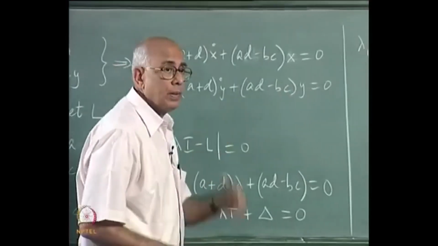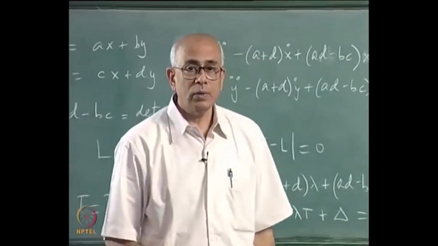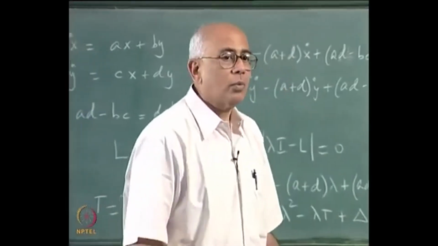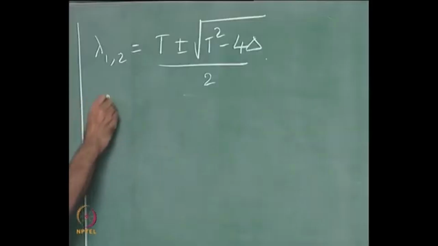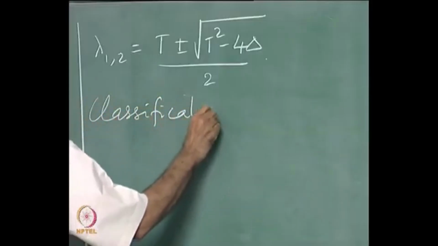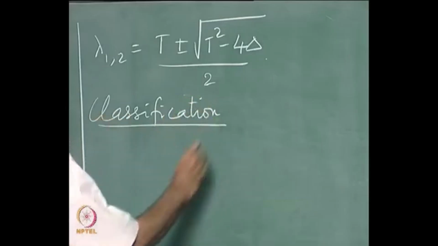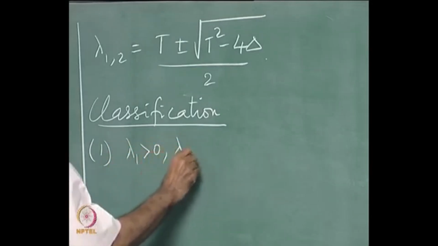But first, what are the various possibilities that you have for these eigenvalues, in terms of what kind of quantities can they possibly be, and let us classify them. So we now start the classification. First, the first possibility of course is that lambda 1 and lambda 2 are both positive. That is certainly a possibility. So let us write lambda 1 greater than 0, lambda 2 greater than 0.